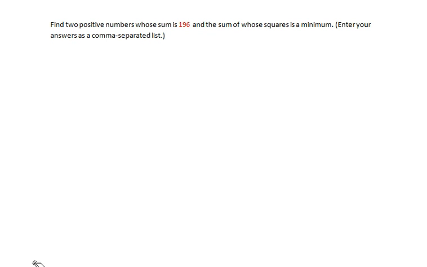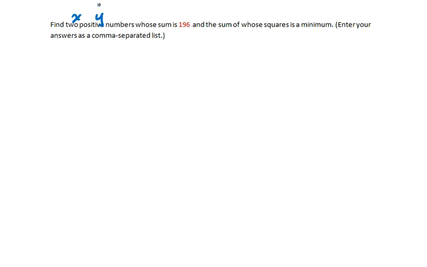Find two positive numbers whose sum is 196 and the sum of whose squares is a minimum. So we're looking for two positive numbers, and let's call them x and y.